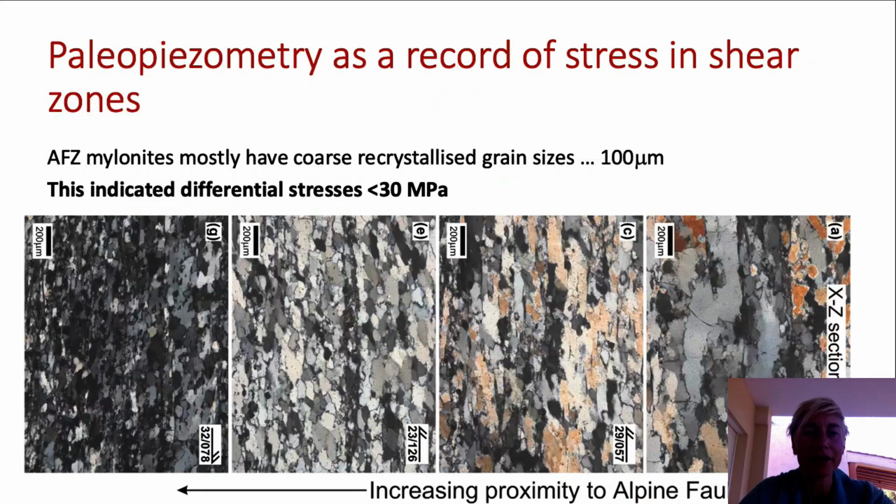Okay, the second part of what I wanted to talk about is the story of paleopiezometry and how it records stress in the Alpine fault zone. So for many years, I have pointed out to people, and it's been recognized by others before me, that most Alpine fault zone mylonites have fairly coarse recrystallized grain sizes. Of order of 100 microns is not atypical, maybe 50. It depends where you look.